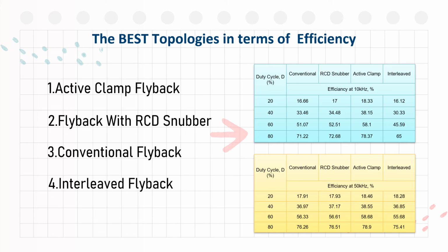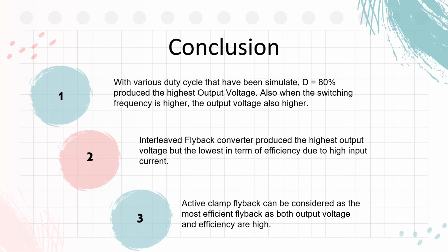In conclusion, with various duty cycles that have been simulated, the duty cycle equal to 80% produces the highest output voltage as well as efficiency. Also, when the switching frequency is higher, the output voltage and efficiency are also higher. Second, interleaf flyback converter produces the highest output voltage, but the lowest in terms of efficiency due to high input current. Lastly, active clamp flyback can be considered as the most efficient flyback, as both output voltage and efficiency are high.